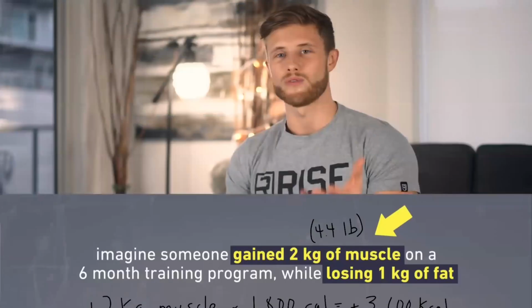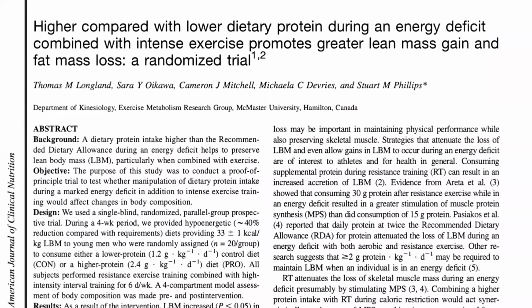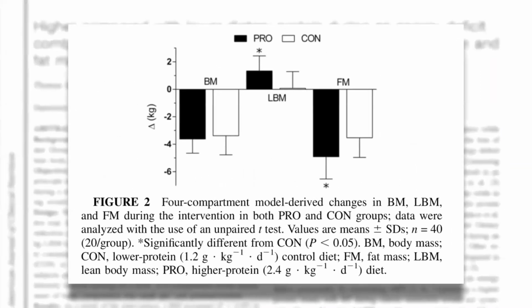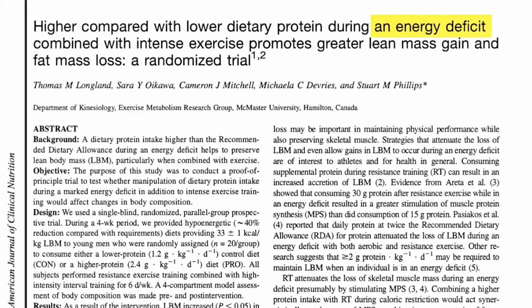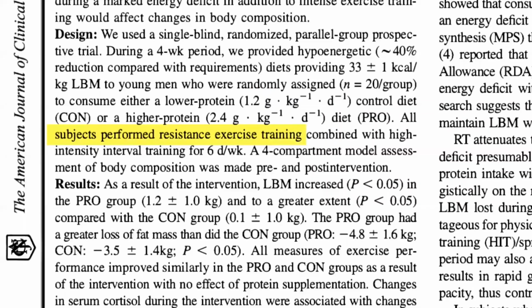So the third way we can prove this is possible is by looking at actual training research results. Just picking one 2016 study out of Stu Phillips' lab, you can see that on average, subjects lost about 5 kilograms of fat mass while gaining about a kilogram of lean mass. And this was despite being in a caloric deficit and due to the fact that they were on a progressive resistance training program and eating a high protein diet.